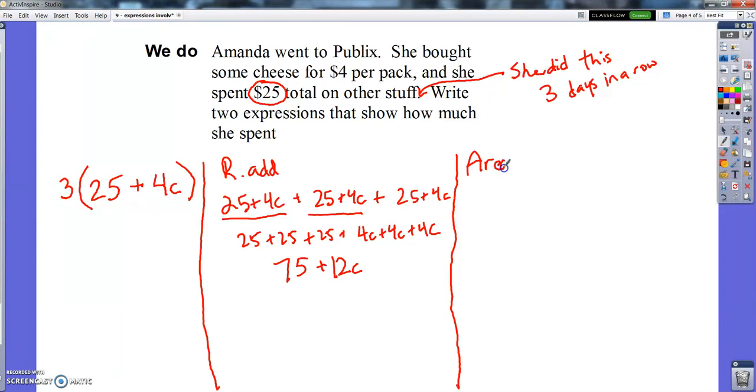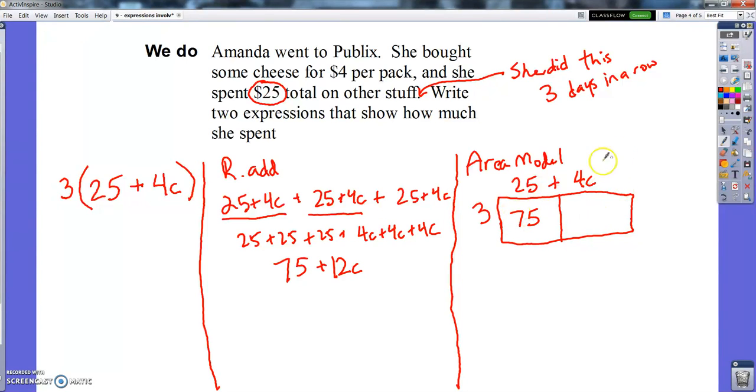Area model, second way. So let's try that. So area model, I'm going to say that's 3 times 25 plus 4c. 3 times 25 is 75. 3 times 4c is 4c plus 4c plus 4c, which is 12c. I get that, 75 plus 12c, just like I got here.